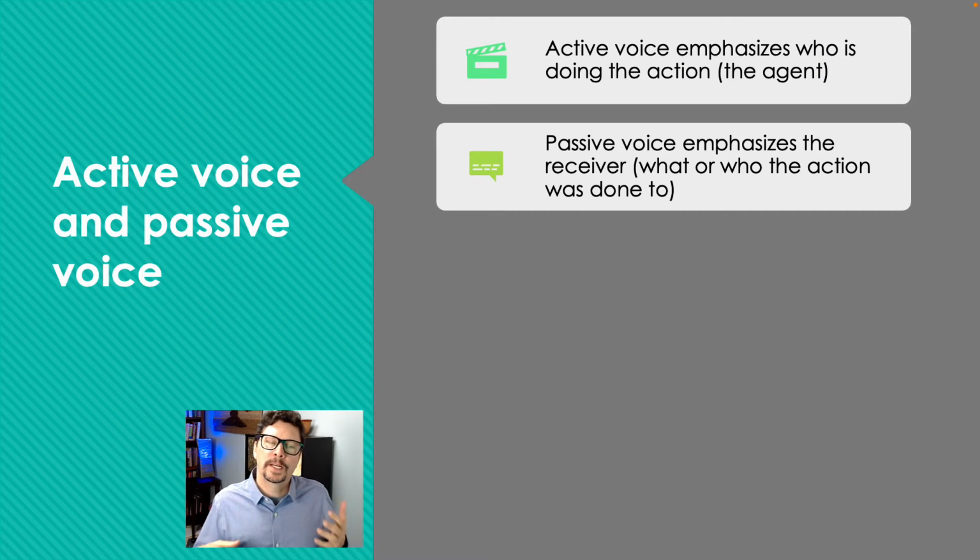First, let's make sure that everyone is on the same page when we're talking about active voice and passive voice. What do those mean? When we're using the active voice, we are emphasizing who is doing the action, so who the agent of the action is. Whereas when we're using passive voice, that is going to hide the agent, de-emphasize the agent, and talk about the receiver of that action. So who or what the action was done to becomes the subject of the sentence. Let's look at some examples here.